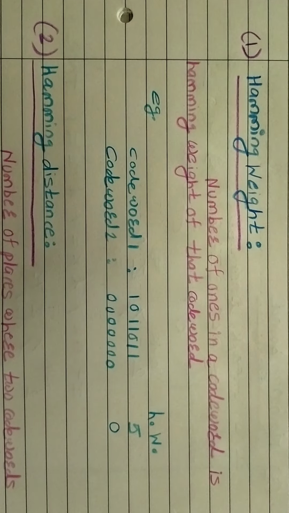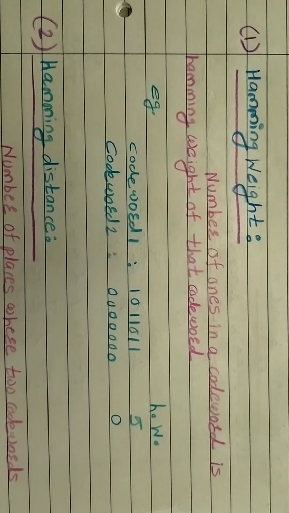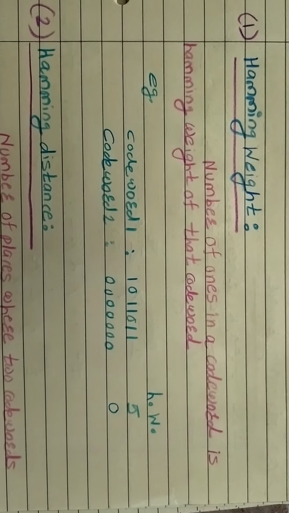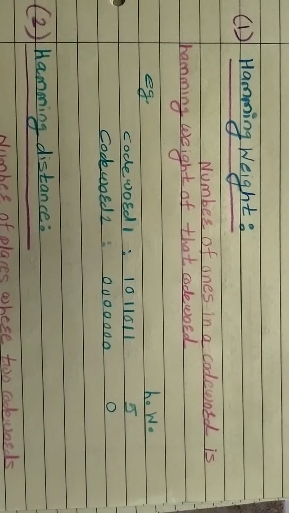Today's video is all about the important terms in linear block codes. So first is Hamming weight. So what is Hamming weight? It is nothing but the number of ones in a code word.